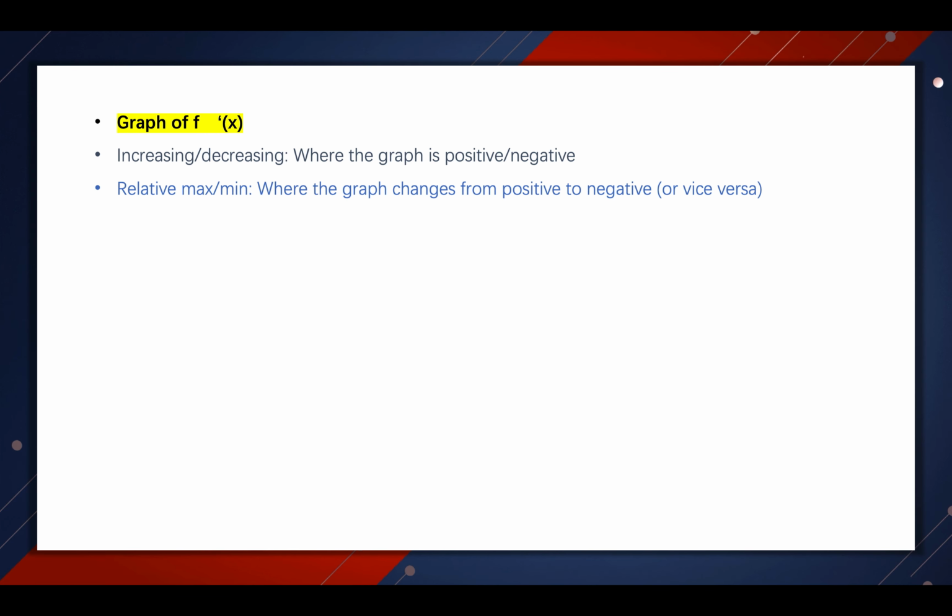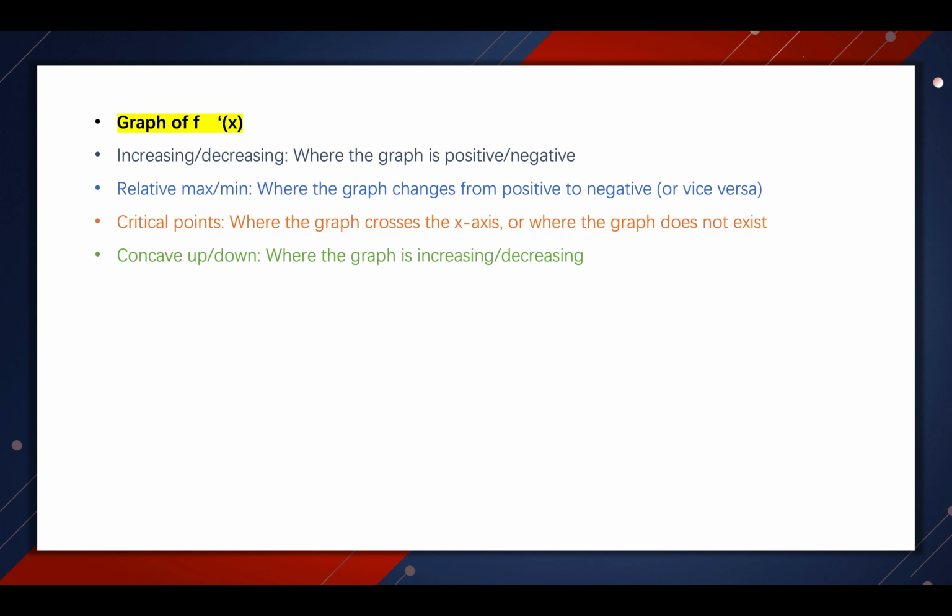In terms of the graph of f prime of x, we should see where the graph is increasing or decreasing. It is where the graph is positive or negative. Secondly, we should find the relative maximum or minimum, where the graph changes from positive to negative. Thirdly, we should determine the critical points, where the graph crosses the x-axis or where the graph does not exist. And we should find the concavity, where the graph is increasing or decreasing. Lastly, we should determine the point of inflection, the top of a hill or bottom of a valley, and it is the relative maximum or minimum of the graph of f prime of x.